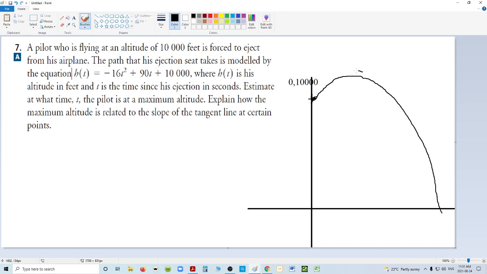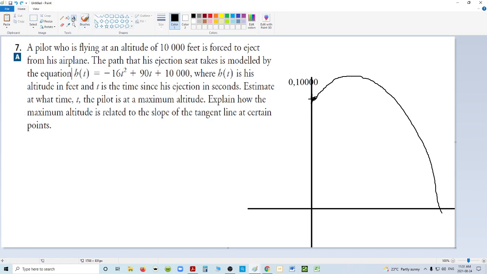So it's safe to say in those first couple seconds he's going to be heading up, and then he's going to be heading down, and that's the only information we have. Estimate at what time the pilot is at the maximum altitude. So the good word there is estimate. We're not going to come up with an exact value. Explain how the maximum altitude is related to the slope on the tangent line.